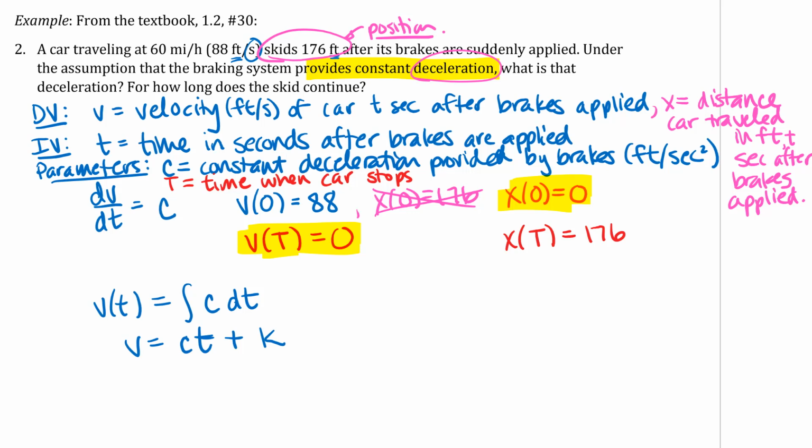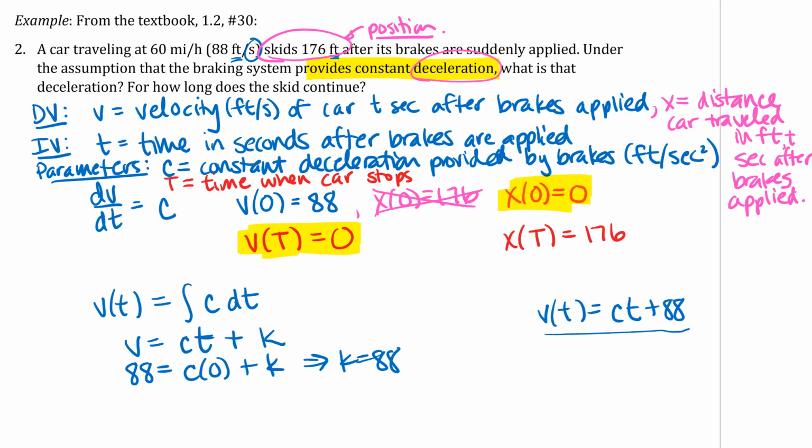So there's a solution to that differential equation. I do have an initial condition that will allow me to find k. So when t equals 0, v is 88. And so I can write down my velocity function. And so there is the solution to that first differential equation, rate of change of velocity with respect to time. I do have an unknown constant in there, which at some point we will actually be asked to find. It actually asks us to find that as part of the question. What is the constant deceleration?